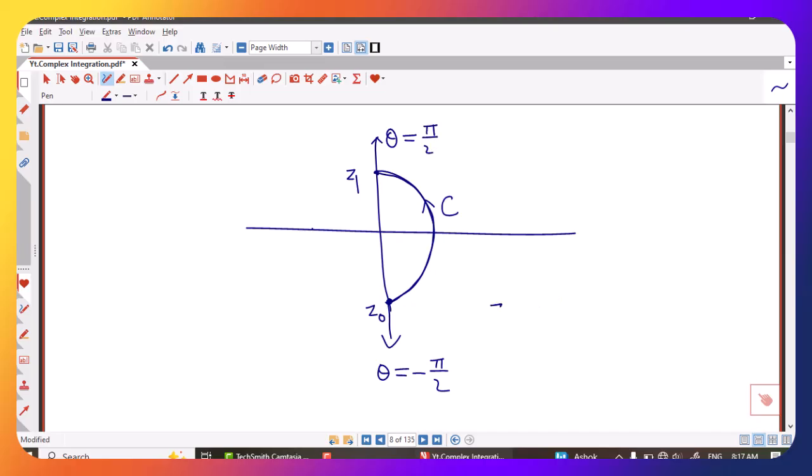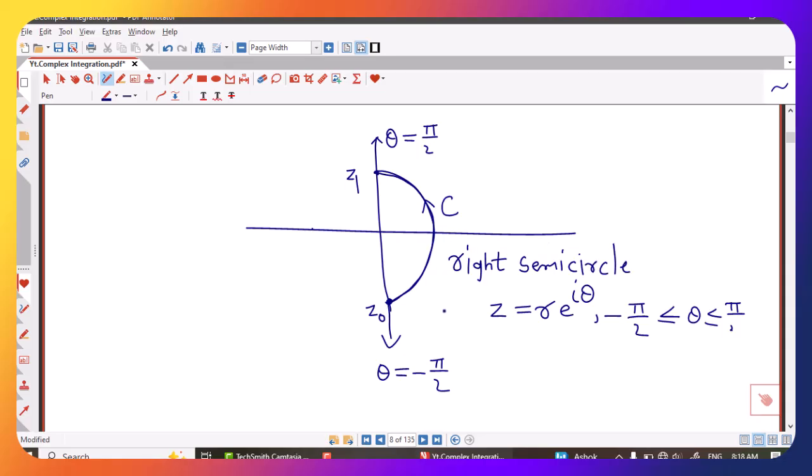So in that case we will write z equal to r into e raised to i theta, where theta is from minus pi by 2 to pi by 2. This part is called the right semicircle, or right half of the circle with radius r and center origin. So this is the parametric representation of the right semicircle.